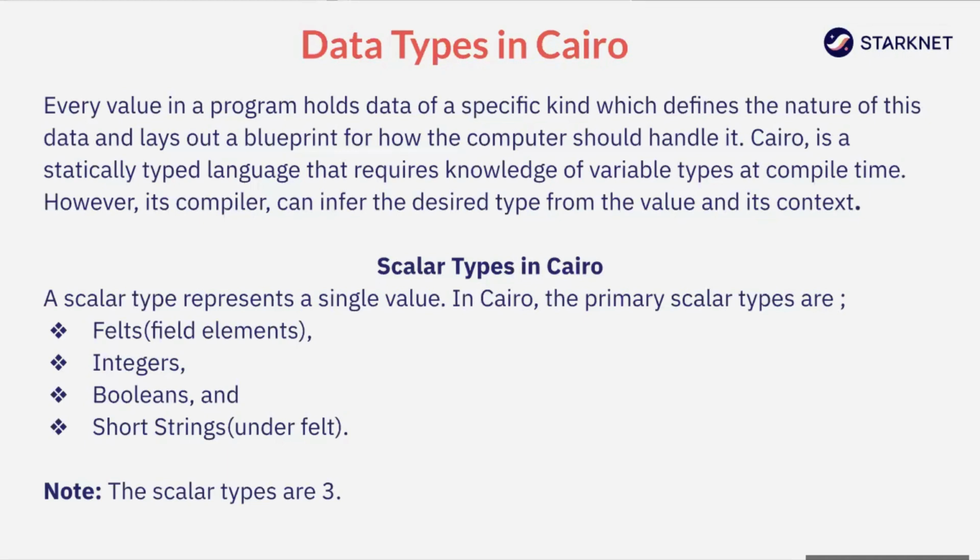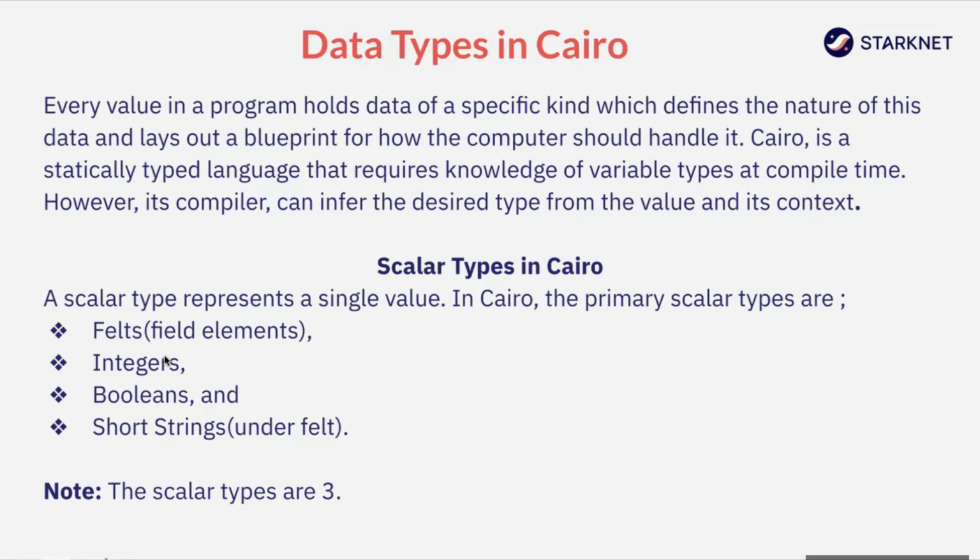So scalar types, like I mentioned, represent a single value. In Cairo, the primary scalar types we have are felt, which are field elements, integers and booleans. We just have three primary types, but we also have something called short strings. Cairo doesn't support strings at the moment, but it supports short strings, which is still under felt. So just have it in mind that we just have felt, integers, and booleans.